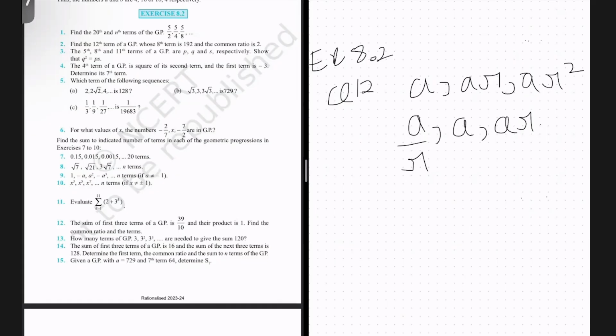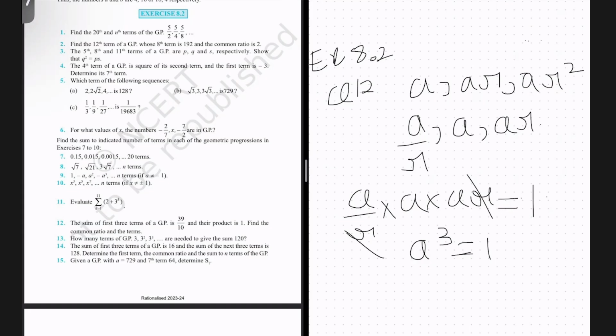Mind you, the common ratio is still going to be R, but I've just assumed the terms such that R gets cancelled out. We have been then told that the product is 1. So let us multiply these three terms and equate that to 1. I have A by R into A into AR, R and R get cancelled, and on the RHS I have 1. So I have A cube equating to 1. When A cube equals 1, I know for a fact that A equals 1.